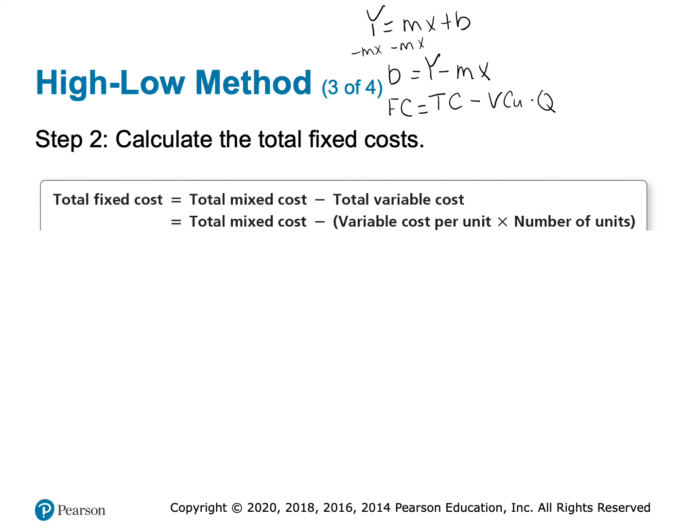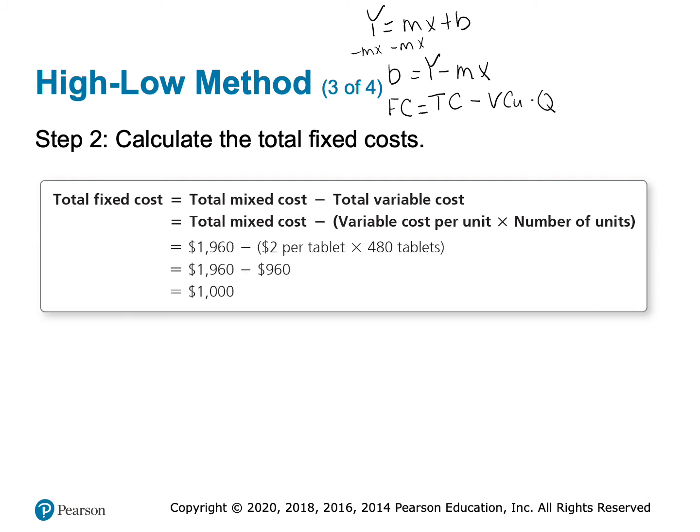Now the thing you can't do is use the high cost and the low quantity, or the low cost and the high quantity. You can't mix and match. You got to choose one. So I'm going to go ahead and do it using the high. So I took 1960, which is my high cost, minus $2 per tablet, which is my variable cost per unit, times the high quantity. That gives me 1960 minus 960, or fixed cost of $1,000.